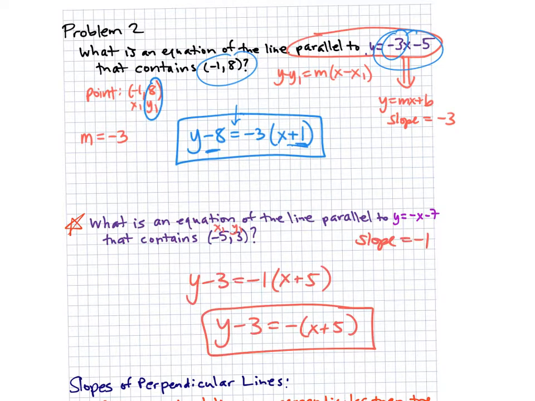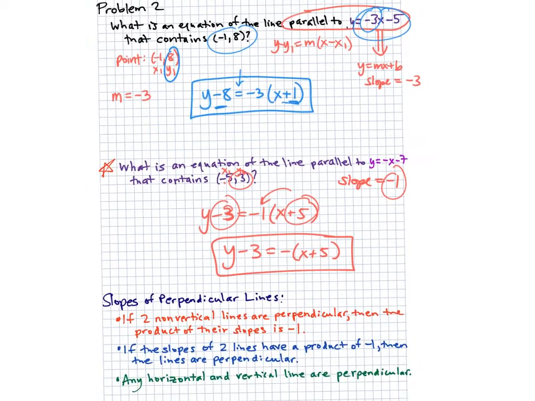Okay, hopefully you got y minus 3 equals -1 times the quantity x plus 5, right? Since the slope is -1 and the point is -5, 3, so we subtract -5 from x and subtract 3 from y. So y minus 3 equals negative (x plus 5).